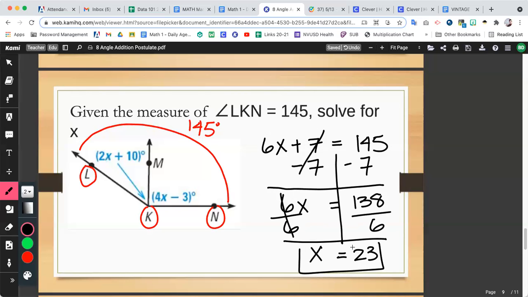Okay. So again, for this problem, very straightforward. You add together the two pieces, you set it equal to the whole thing, and you just solve for x. And in this case, x equals 23. Okay. Any questions about that example?